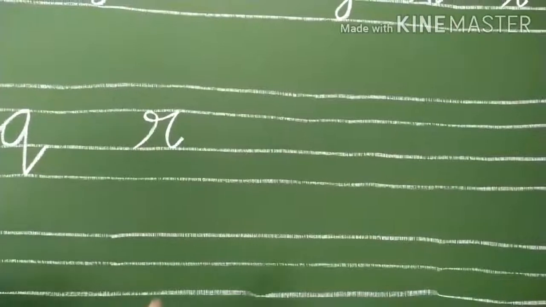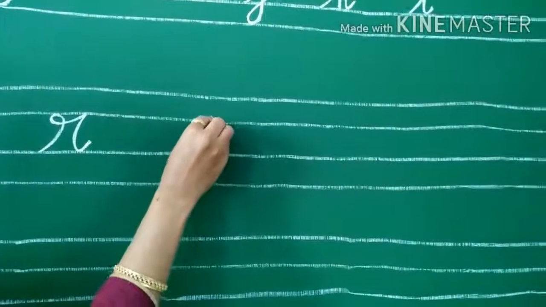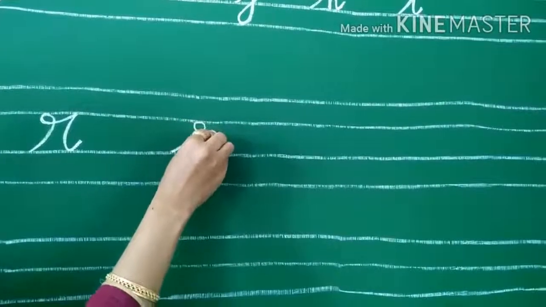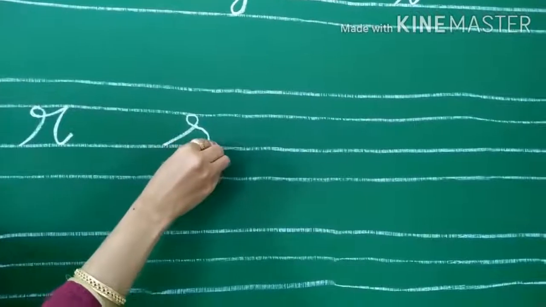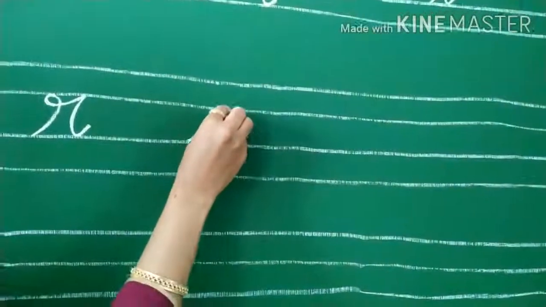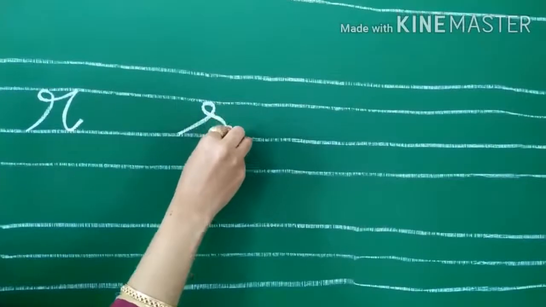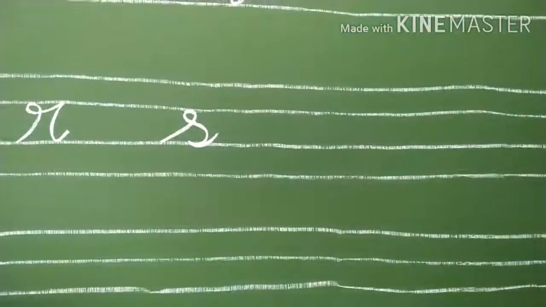It's s. To write small s, draw a slanting line, put a small knot and draw a curve, again draw a small curve. Yes, draw a slanting line, put a knot, draw a curve and again draw a small curve. It's small s. What comes after s?